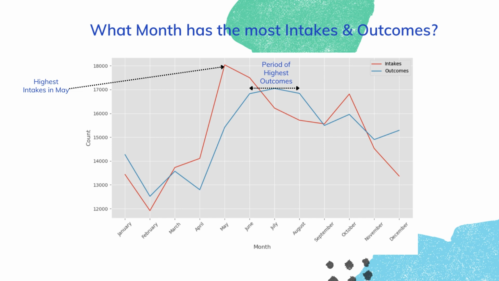However, we also observe a period between June to August with a relatively close number of outcomes, and this represents a summer period of the year. So we can see that within that June, July, August time frame, there are significantly more outcomes.